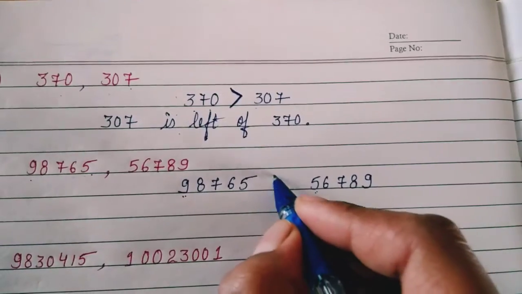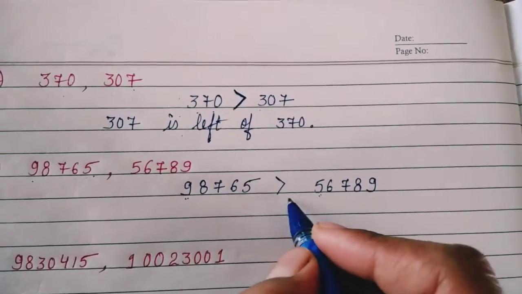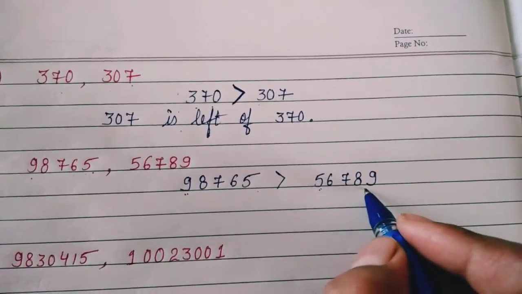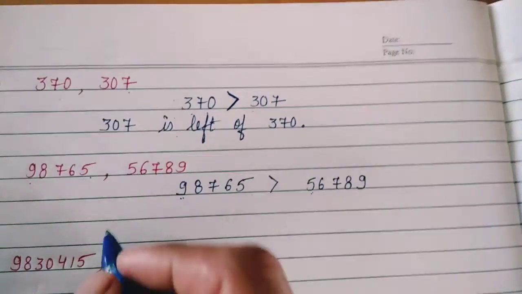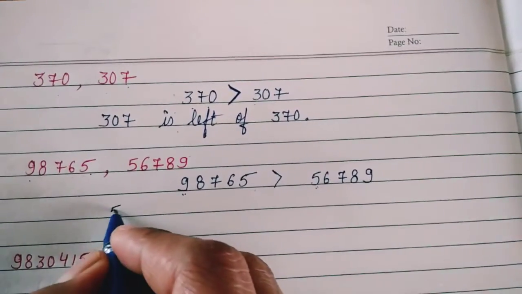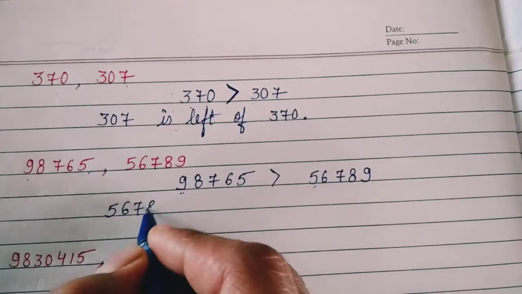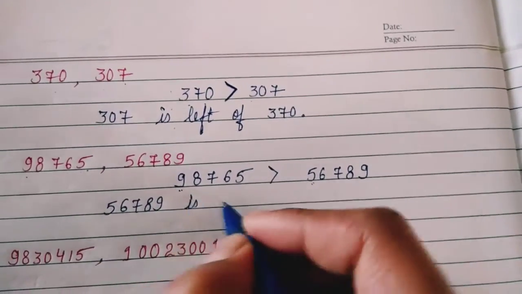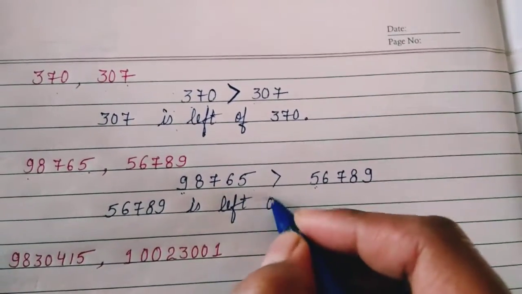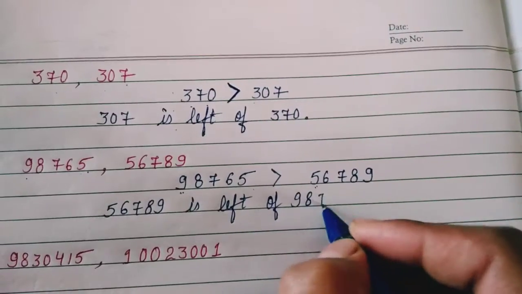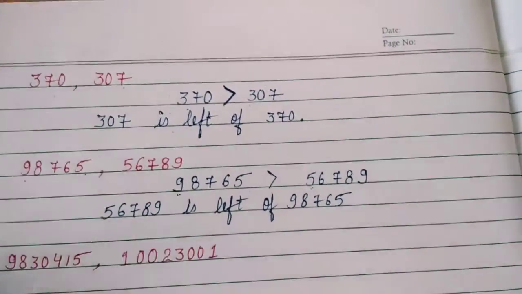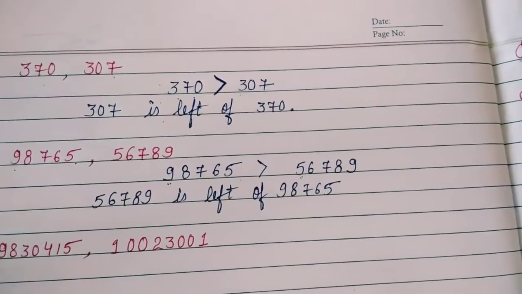It means 98765 is greater than 56789. So we can write the smaller one, which is 56789, is left of 98765 on the number line.